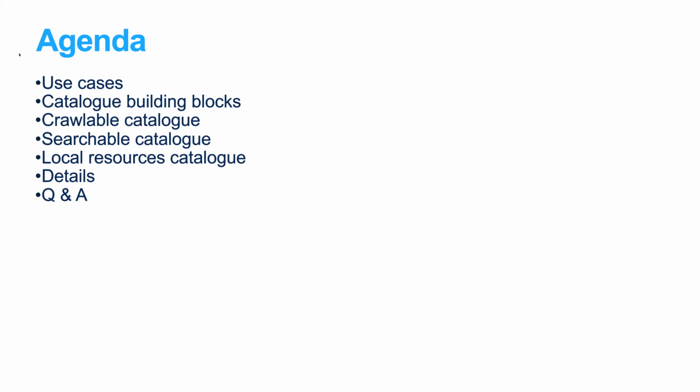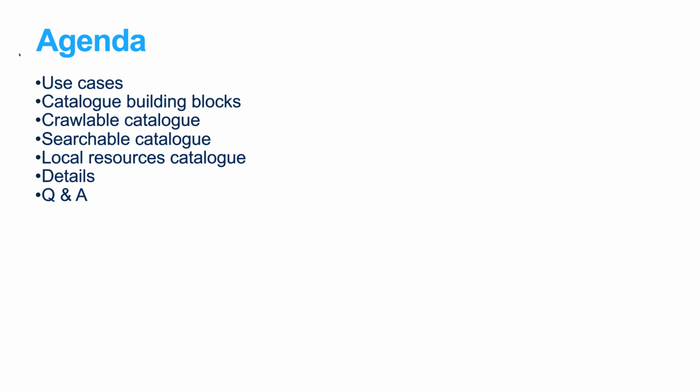So the agenda is going to be pretty straightforward. I'll cover some use cases. I'll go into a little bit of description of each of the building blocks that we use for catalogs. Then using those building blocks, I will describe 3 types of catalogs or 3 deployments of catalogs. I'll get into a little bit of the details of the resources and the APIs, and then a Q&A, I guess, later on.